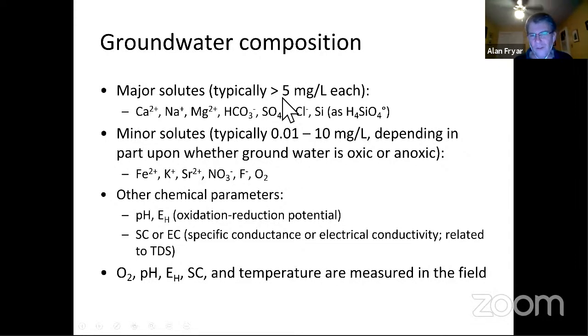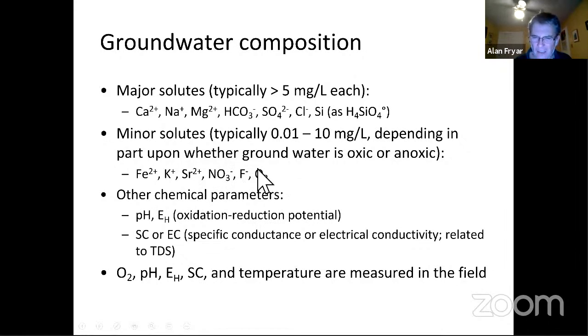There are also minor solutes. So the major solutes are typically greater than 5 milligrams per liter each. And which major solute is the dominant solute really depends upon what types of rocks or sediments you're looking at. In terms of the minor solutes, they are typically 0.01 to 10 milligrams per liter. And this really depends on whether the groundwater is oxic or anoxic. So these minor solutes include, for cations, potassium and strontium, and for anions, fluoride and dissolved oxygen, which is non-ionic, it's a dissolved gas. And if the groundwater is oxic, if it has dissolved oxygen, then it typically has nitrate.